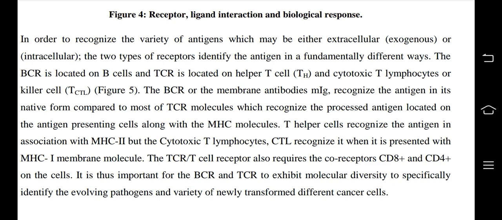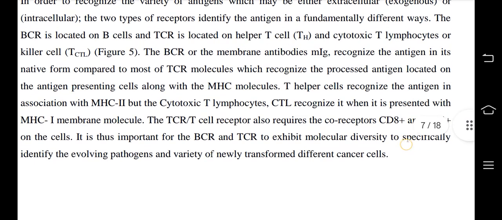The TCR, T cell receptor, also requires the co-receptors CD8 plus and CD4 plus on the cells. It is thus important for the BCR and TCR to exhibit molecular diversity to specifically identify the evolving pathogens and a variety of newly transformed different cancer cells.